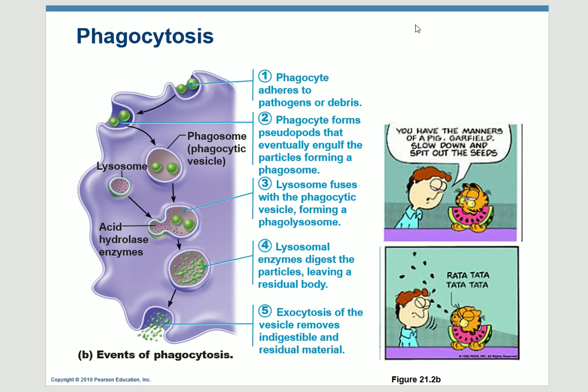You can read through these. Let's read through these. So phagocyte adheres to pathogens or debris. Phagocyte forms pseudopods. Remember, pseudopods are fake feet that eventually engulf the particles, forming a phagosome. The lysosome fuses with a phagocytic vesicle, forming a phagolysosome. The lysosome enzymes digest the particles, leaving a residual body, and then exocytosis of the vesicle removes indigestible and residual materials. So exactly what I said, but with a lot of fancy science terms.